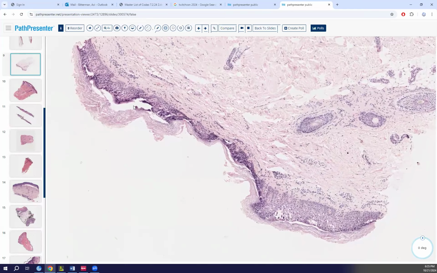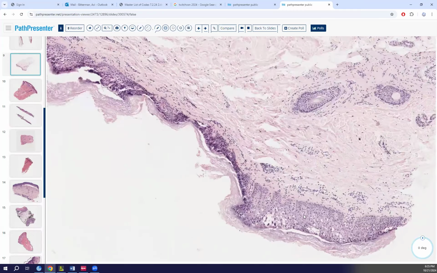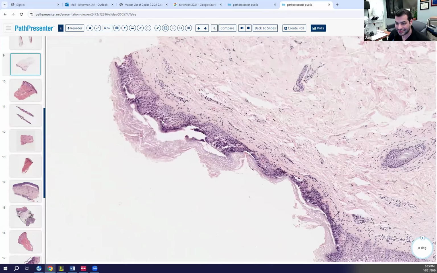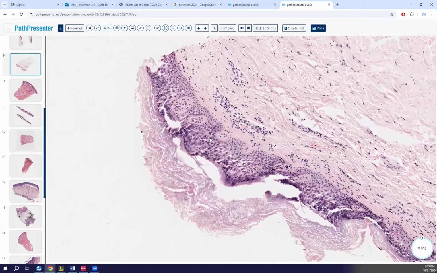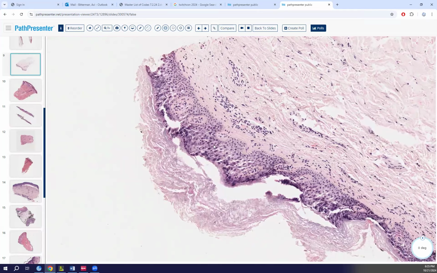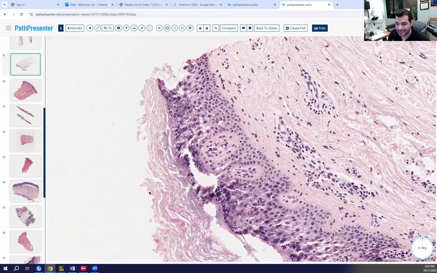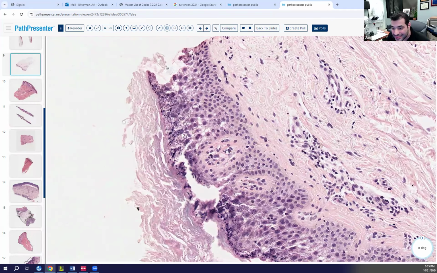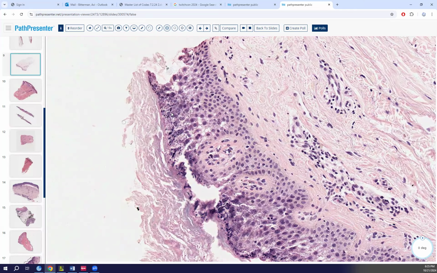This looks like an intraepidermal split. Is it a split? Getting there, maybe. But okay, what are we seeing? Suprabasal split.